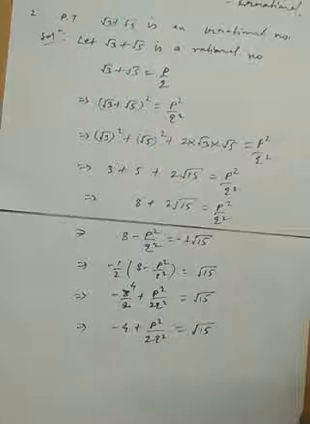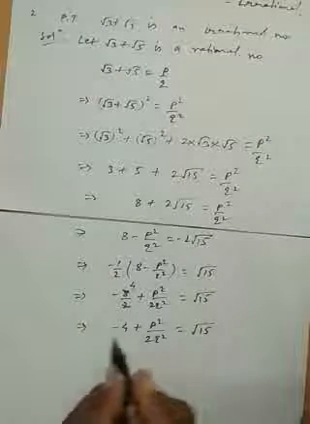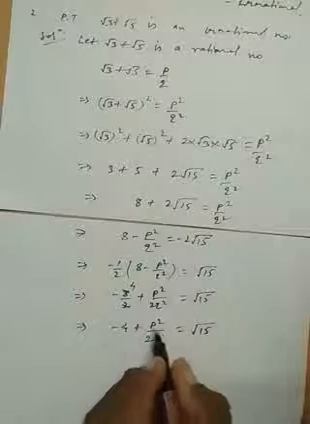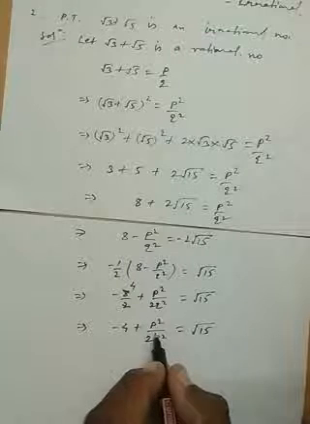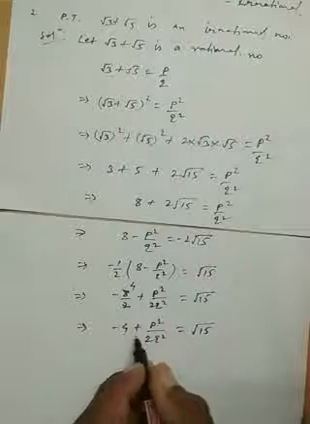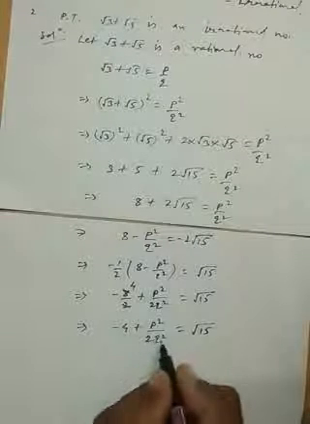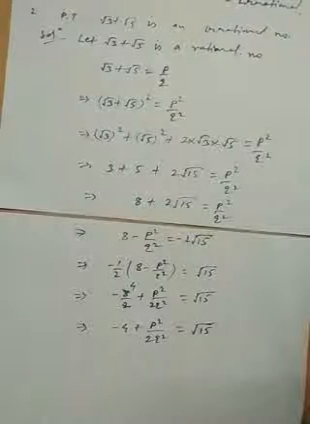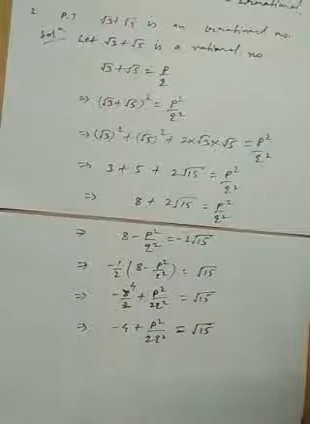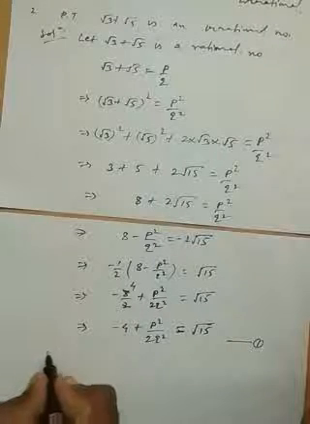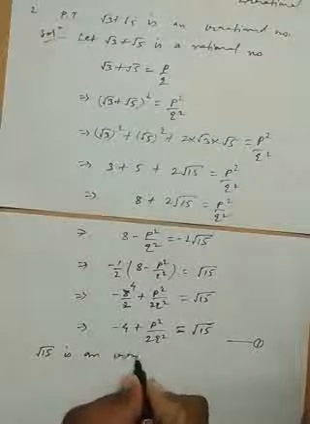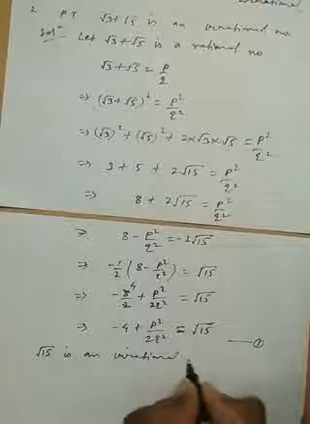In this step, the LHS part is a rational number because −4 is a rational number, and p and q are integers, so it is also a rational number. So the whole term is equivalent to a rational number. This is a rational number, but its RHS is not a rational number, and here we are getting an equal term. So in the equation, √15 is an irrational number.